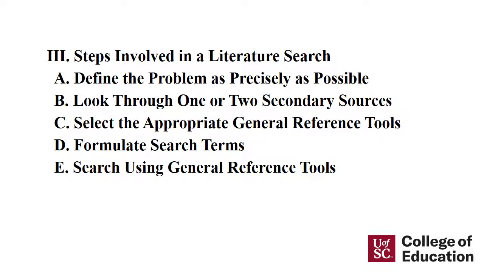3. Steps involved in a literature search. A. Define the problem as precisely as possible. The first thing a researcher needs to do is to state the research question as specifically as possible. The question of interest should be narrowed down to a specific area of concern. A serious effort should be made to state the question so that it focuses on the specific issue for investigation.